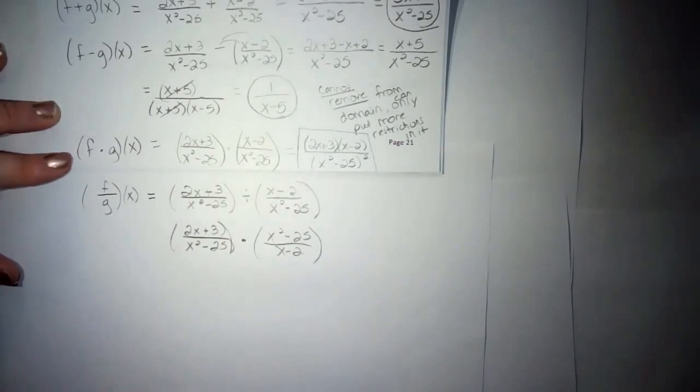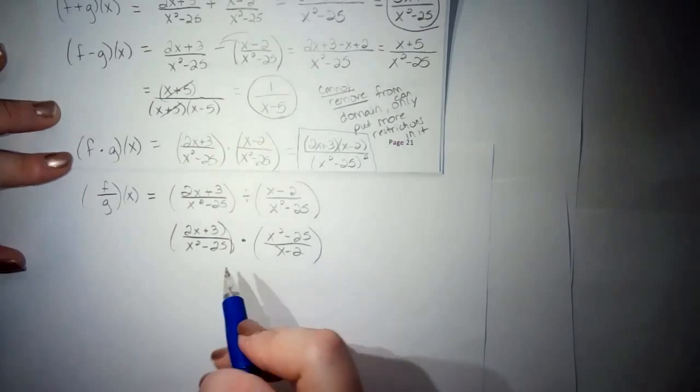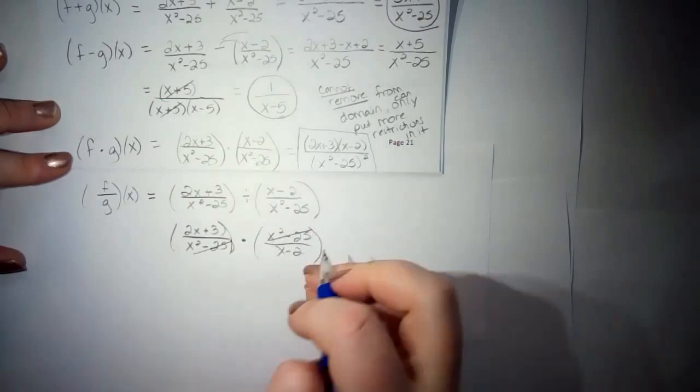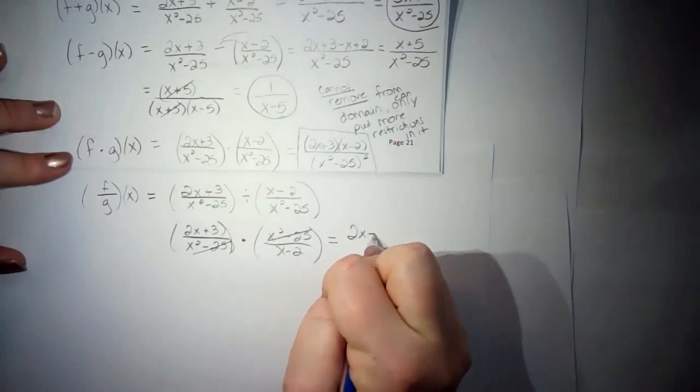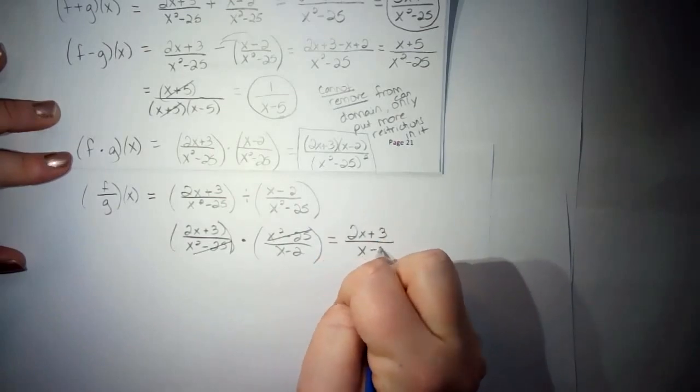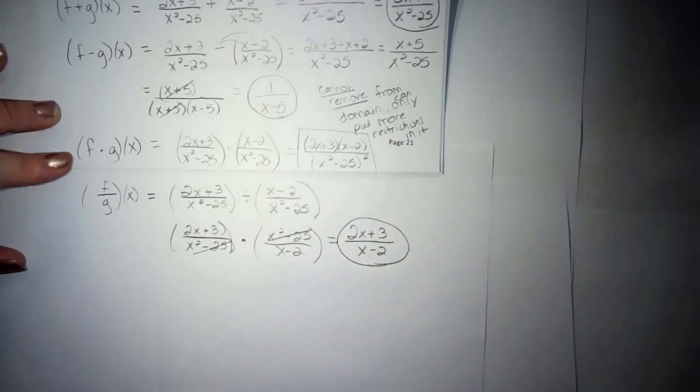All right. Does anybody see anything we could cancel now? Exactly, the x squared minus 25. Now we have this really awesome situation where we can turn this into this. And we're done. Okay, so we keep, change, flip, or we turn it into that.